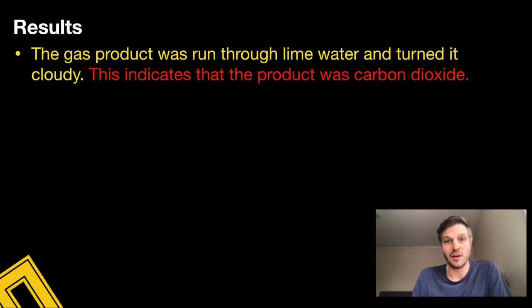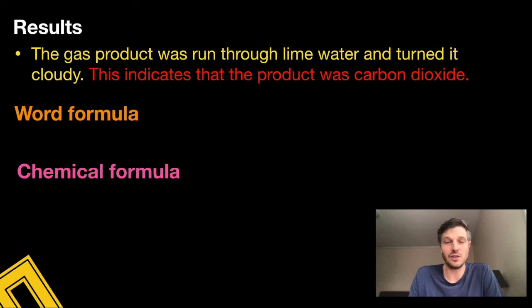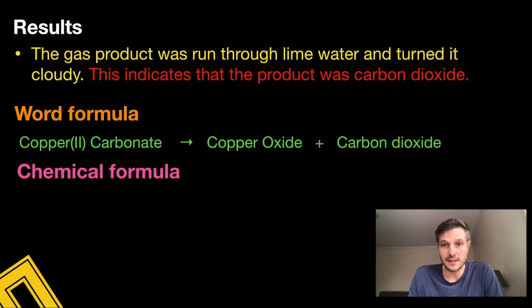So from there we can then write our word formula and chemical formula. So at this stage you guys probably should be able to, if you want to, pause it now and have an attempt at writing those out just as practice for your upcoming exam. If not, here it comes. We've got copper 2 carbonate to give us copper oxide and carbon dioxide, and the chemical formula will be CuCO3 to give us CuO and CO2.